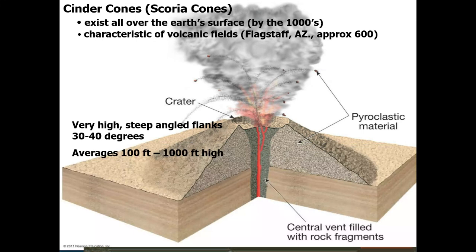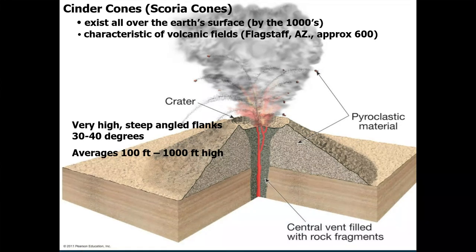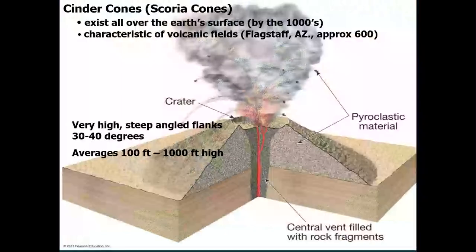Cinder cones, sometimes known as scoria cones, exist all over the Earth's surface, typically by the thousands. In fact, characteristically, you can find what we call volcanic fields or cinder cone fields. One in particular is located in Flagstaff, Arizona. There are actually approximately 600 of these different types of volcanoes.